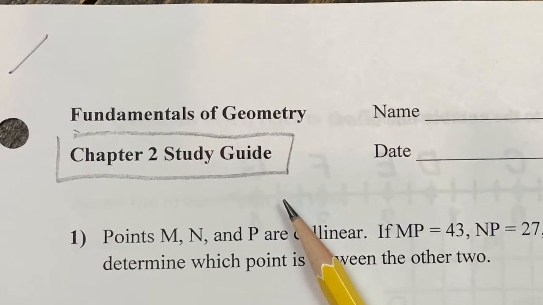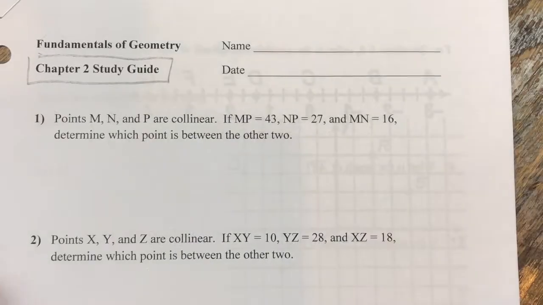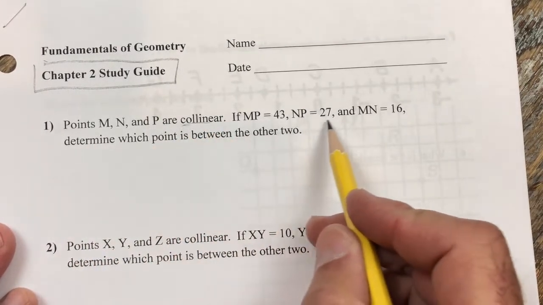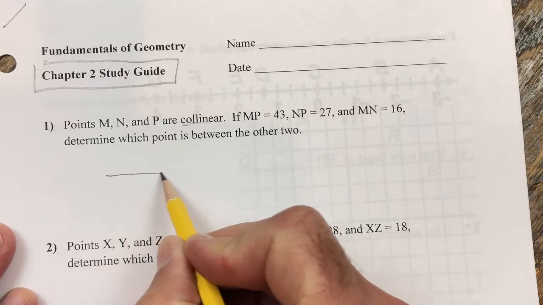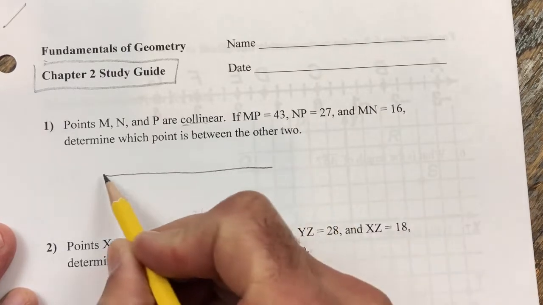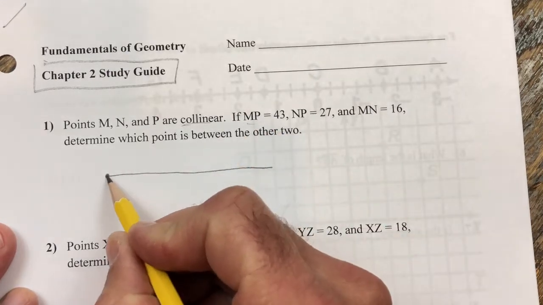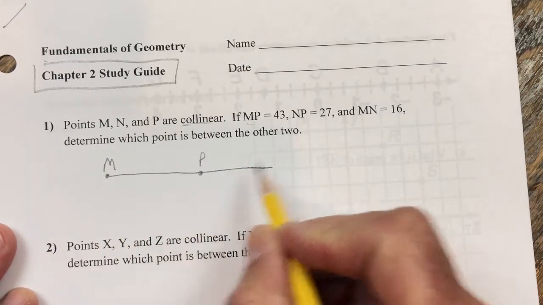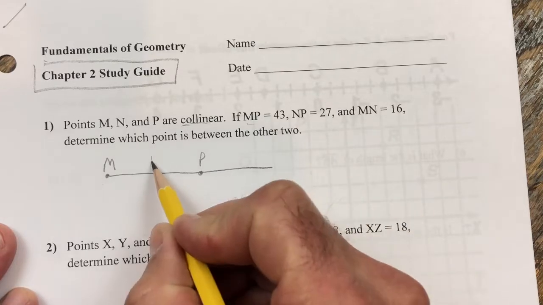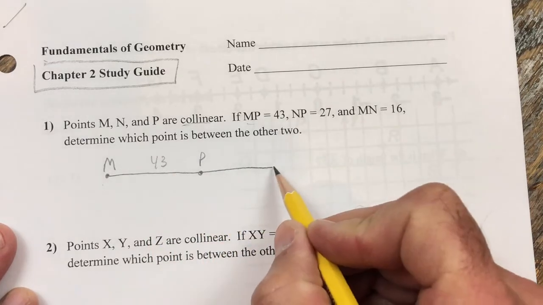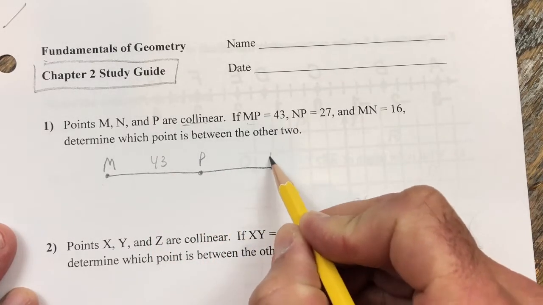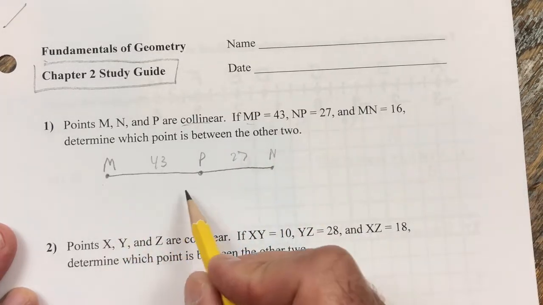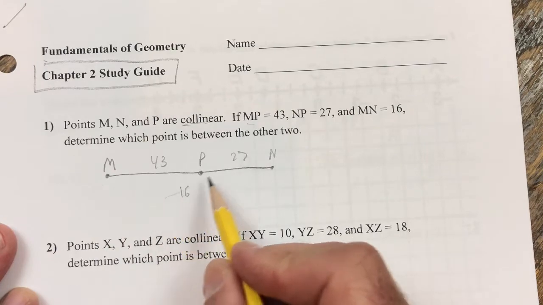So in the study guide, in problem number 1, we know that there are 3 points that are all on the same line. They're collinear. So I like to, again, make a sketch of a line segment here and start placing the points on there. So I'm going to put M and P first. And I know the distance is 43, so I'm going to label 43 between them. Then I have N to P, P to N, which is going to be 27. And then I look at M to N, which is the distance all the way across. I have 16. That doesn't make sense.